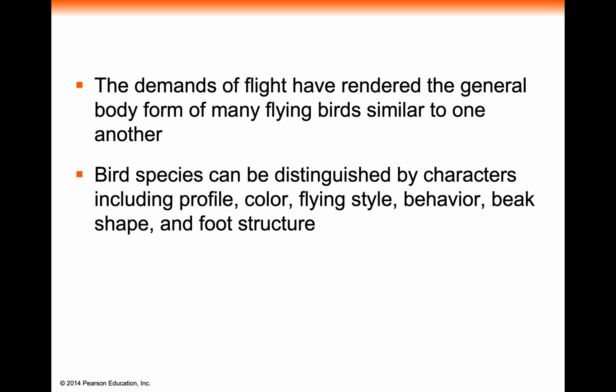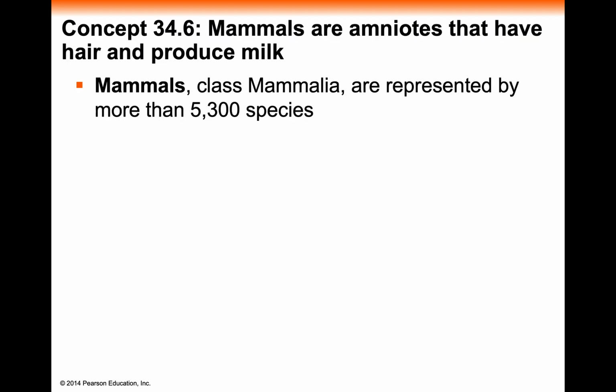By the way, there's a lot more interesting things about birds as far as their adaptations. Like, for example, even their lungs are kind of analogous to bagpipes, in that they constantly have air flowing through them. They have really high metabolisms. There's some really interesting things to study with birds, but again, beyond the scope of this class. So bird species can be distinguished by characters including profile, color, flying style, behavior, beak shape, foot structure. So those are all things that ornithologists look at to classify them.